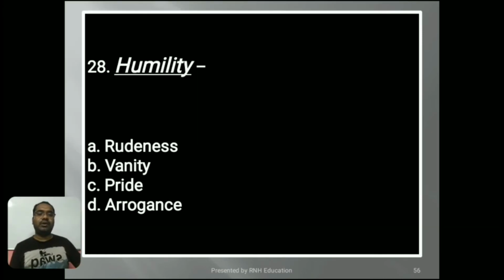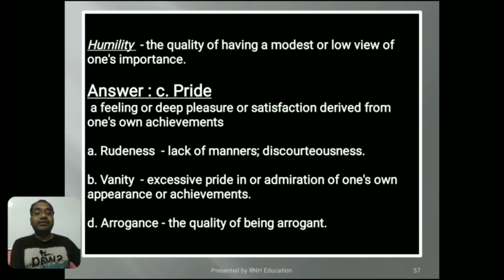The next question, question number 28, is humility. The options are A, rudeness; B, vanity; C, pride; and D, arrogance. Now check the solution section. At first, take the word humility. Humility means the quality of having a modest or low view of one's importance. So the opposite word should be pride. Pride means a feeling of deep pleasure or satisfaction derived from one's own achievements.